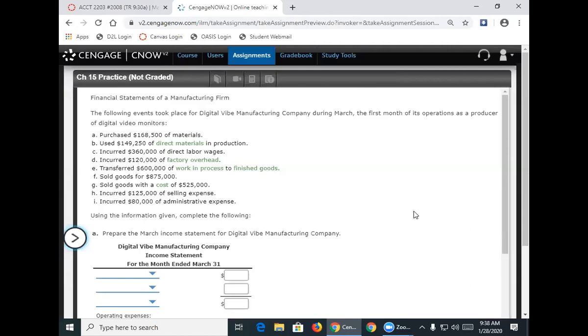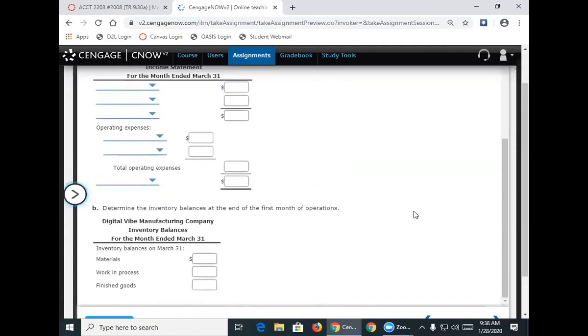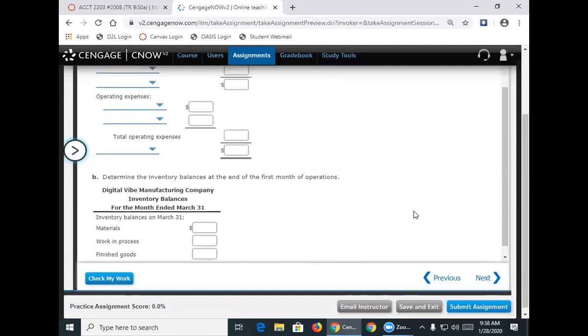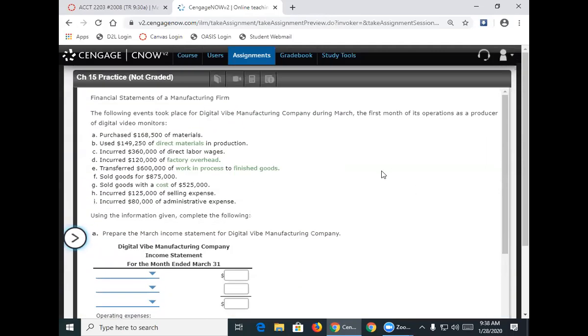So we're going to take all of these costs and put them into an income statement structure for manufacturing. As you can see, a little simple one. And then we're going to look at inventory balances as well, okay? So when we're keeping track, I am going to write the inventory accounts on the board. That way, as we go through and put them in the income statement, we can also keep track of our inventory as we go, okay?